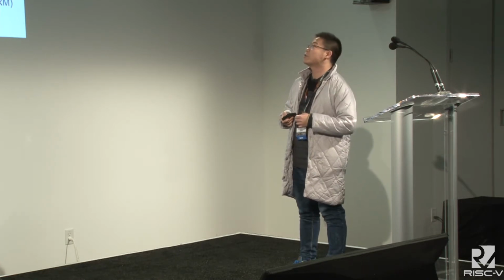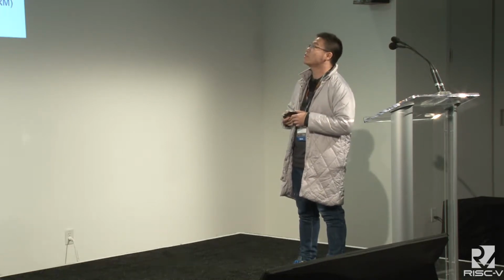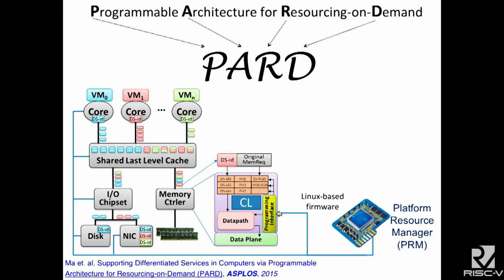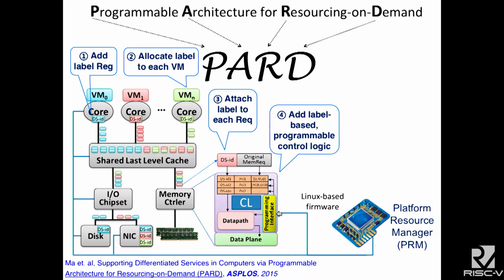But LvNA does not define how to use control logic to actually achieve performance isolation. We propose the PARD programming architecture for resourcing on demand. As a labeled architecture, we first add label registers to each virtual machine, then allocate labels to each machine, and then attach this label to all of the requests this virtual machine sends. And to make good use of the control logic, we use label-based control tables.